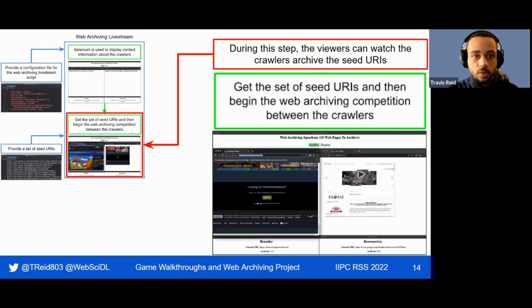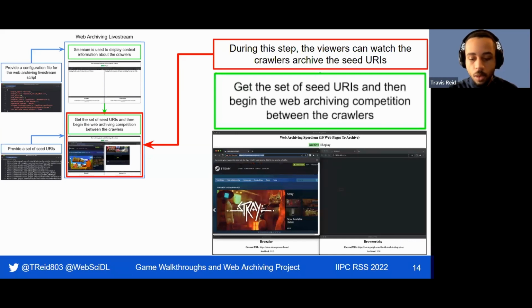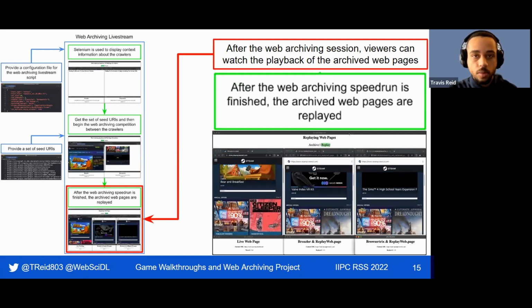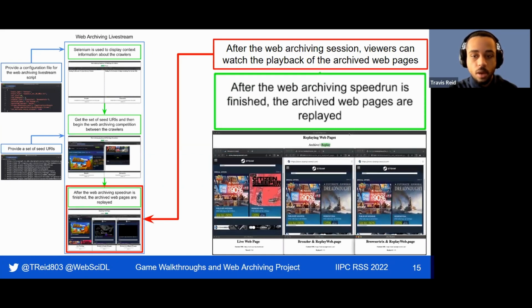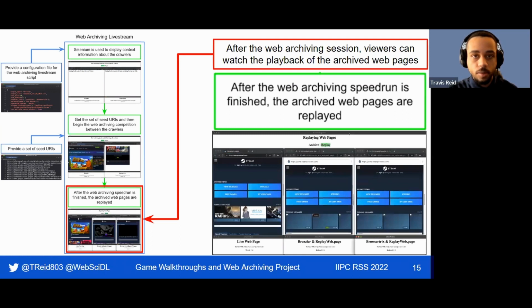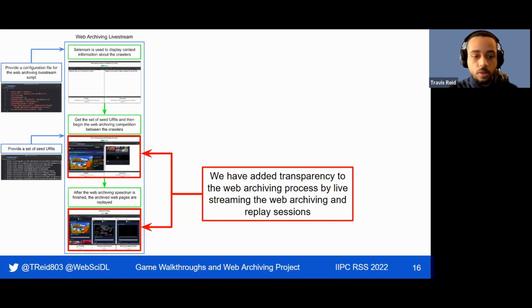So after the browsers are set up, we then give the crawlers the set of seed URIs, and then they begin archiving the web pages. During this step, the viewers can watch the web archiving process in action. Then after the crawlers are finished archiving the web pages, we replay the web pages and show them beside the live web page so that the viewers can see how well the crawlers archive the web pages. Since the viewers can see the archiving and replay sessions, this adds more transparency to the web archiving process.